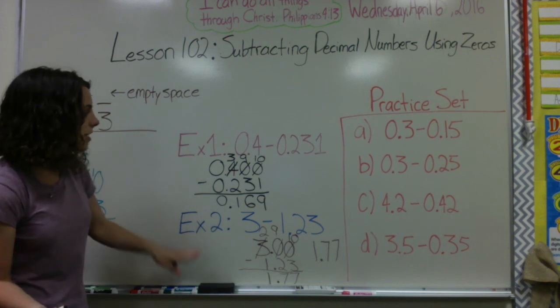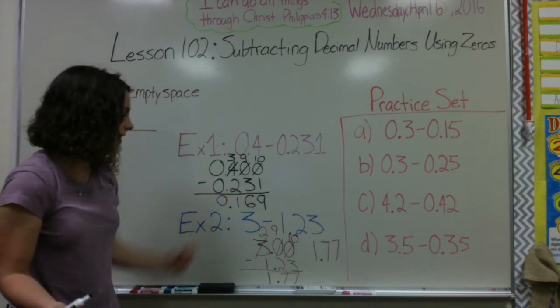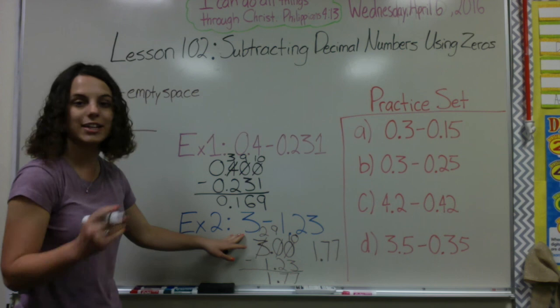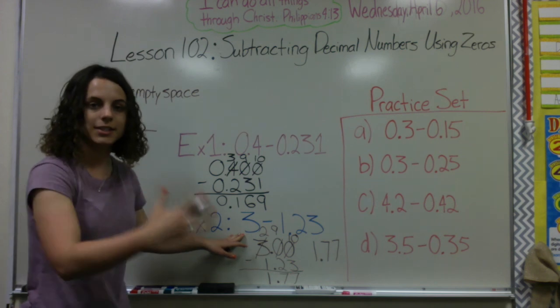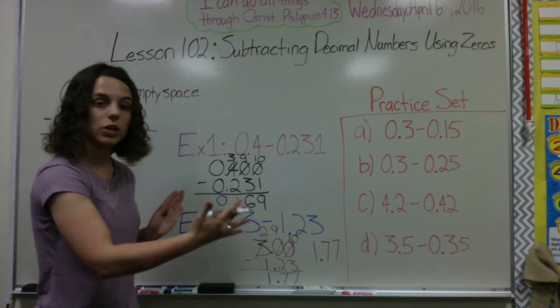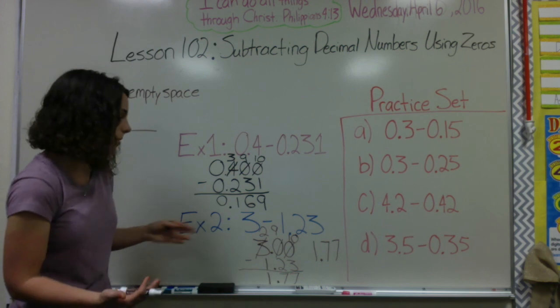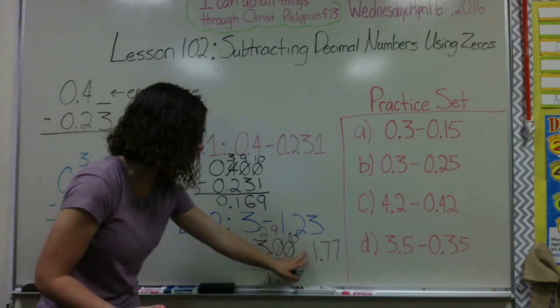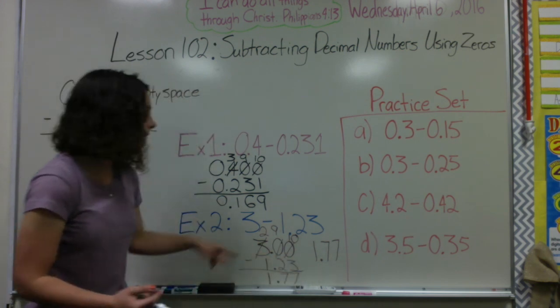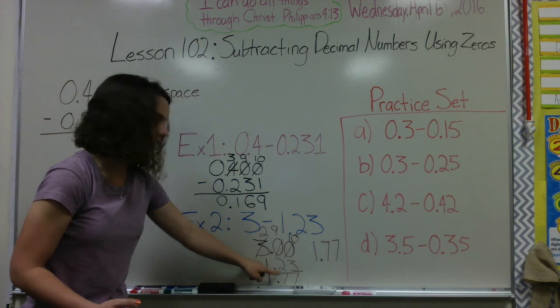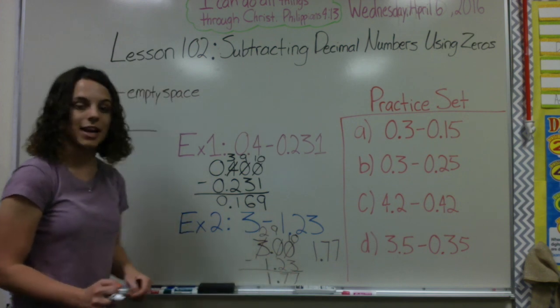So hopefully knowing those and just being able to plug in zeros at the end, and with your whole numbers, you just add a decimal point and then put as many zeros as you need after it. Notice I didn't add too many zeros to where I'm dropping down extras. I want just enough so that I can subtract from the place values that I need.